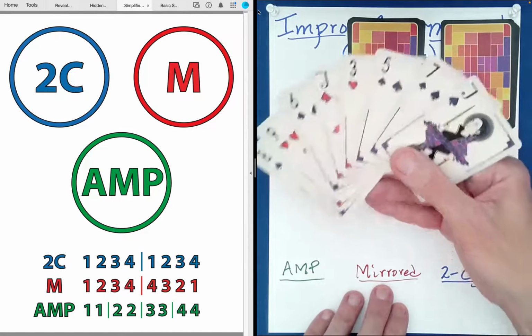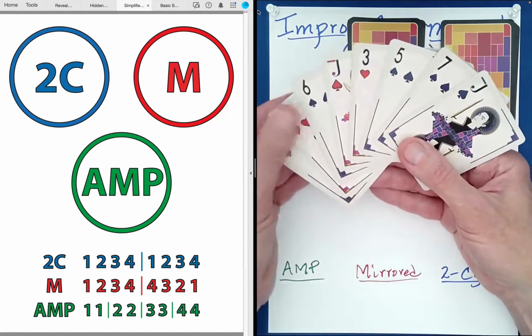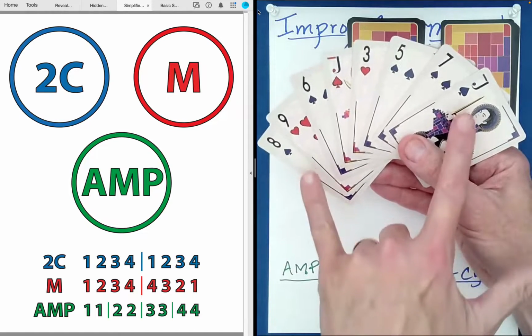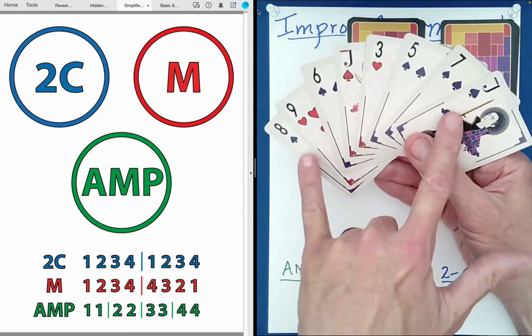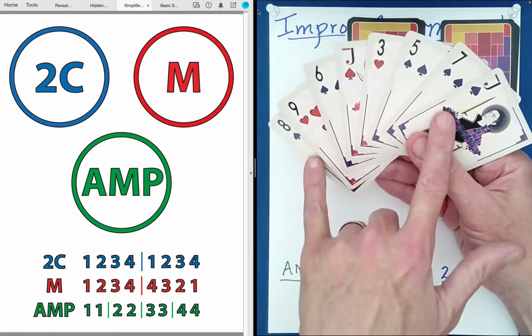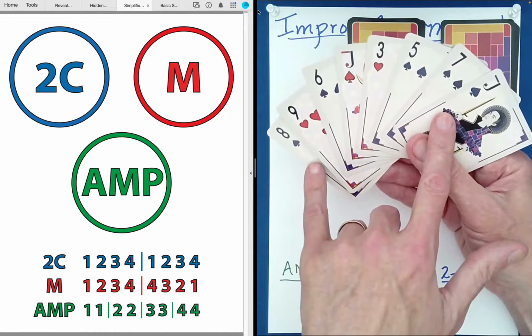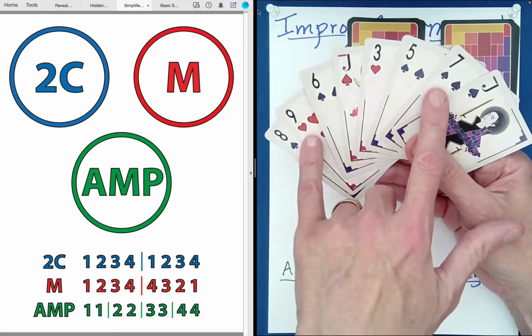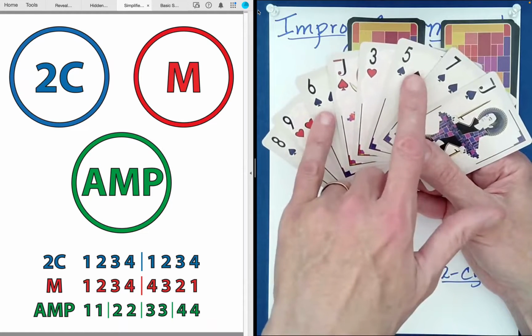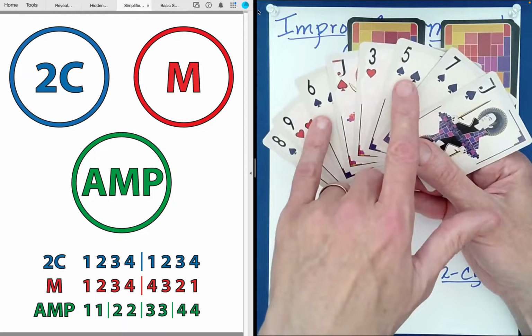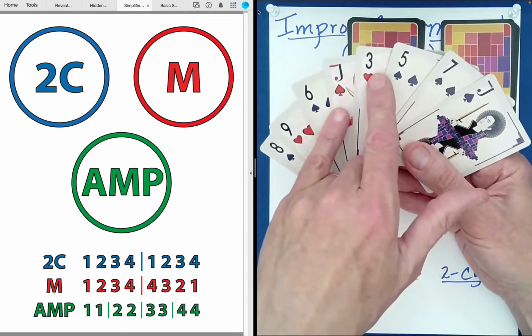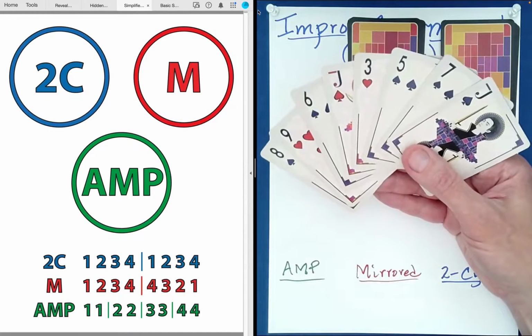Okay, what about mirrored? What do you see here that might be of interest? Well, mirrored is where you look at the outer ends, right? You remember that? The outer ends, oh, these happen to be the same color, of course, and suit. Opposite color, oh, same color and suit. Oh boy, same color and suit.